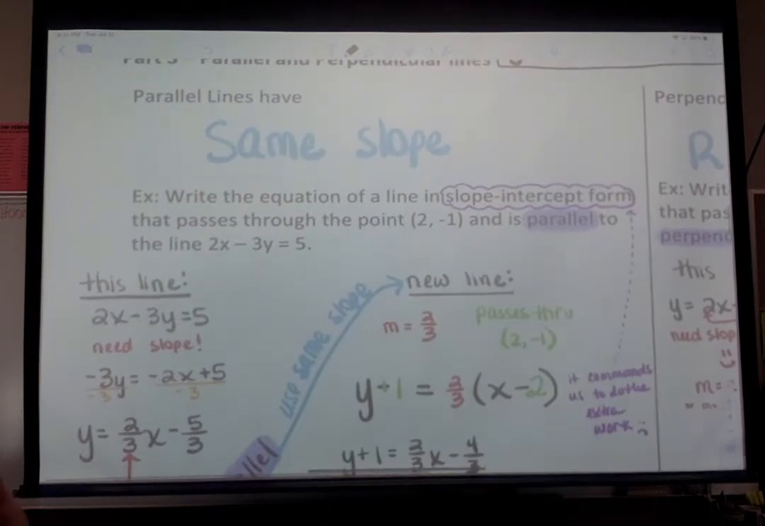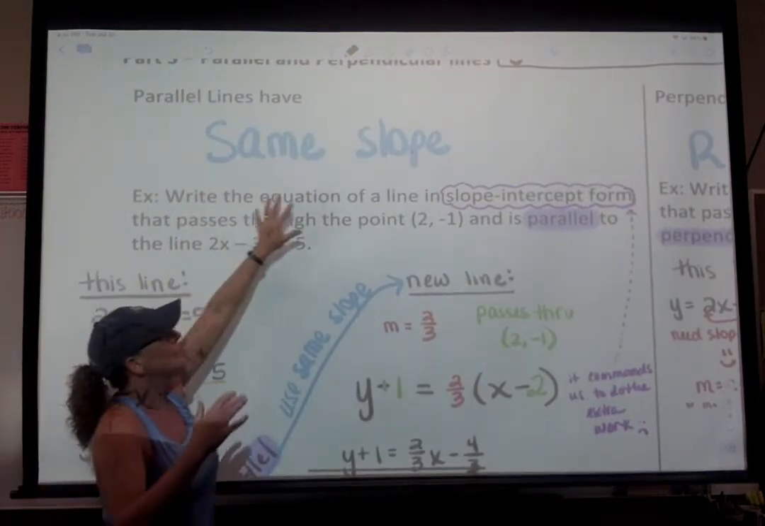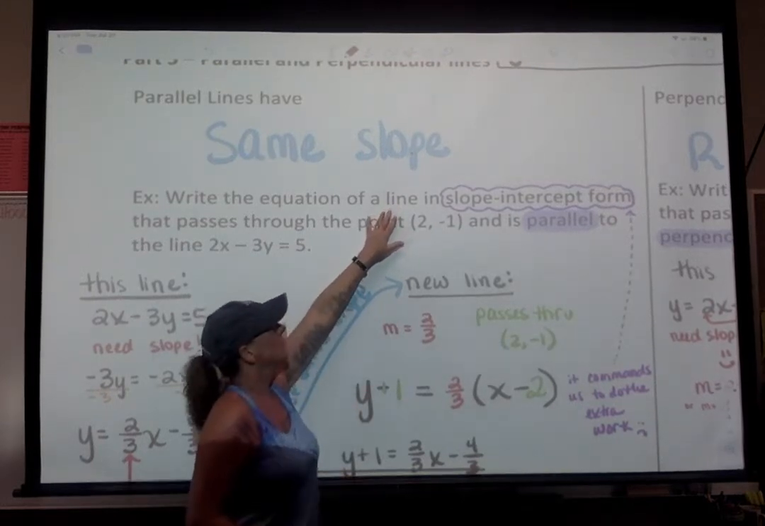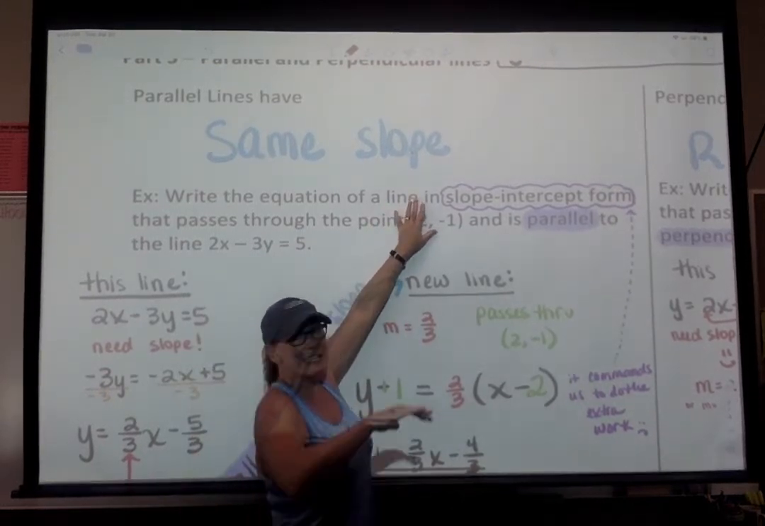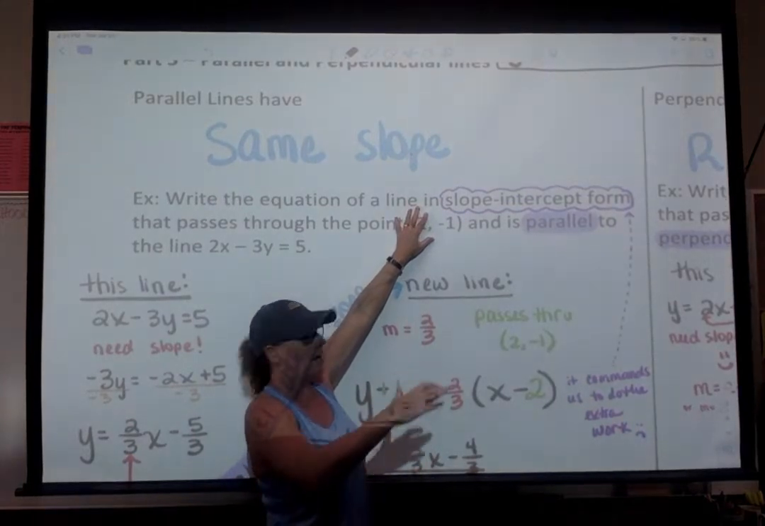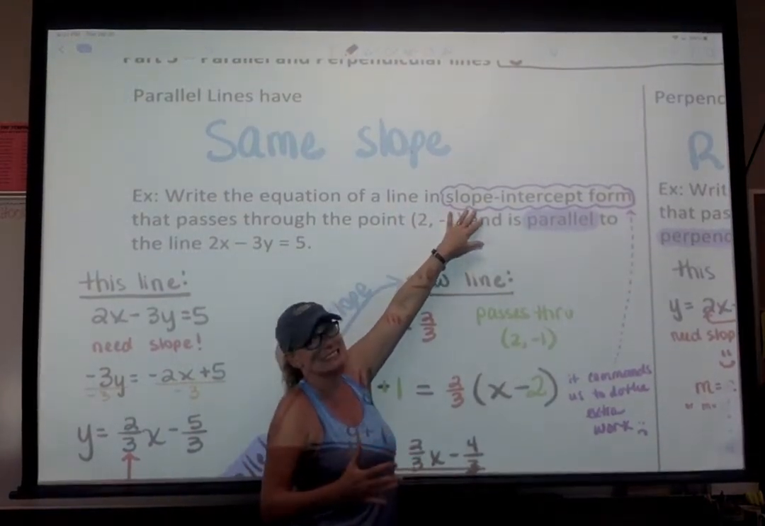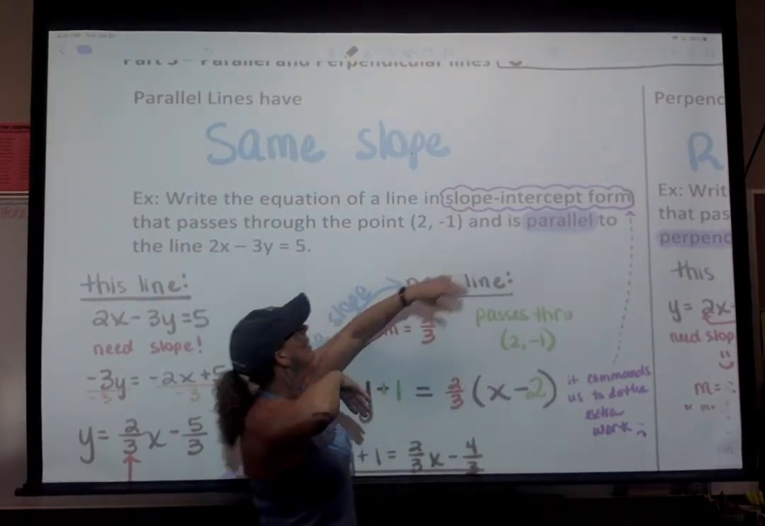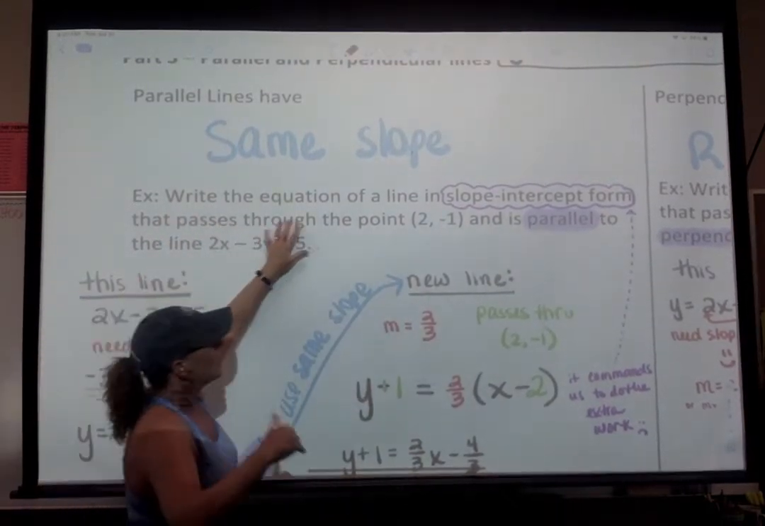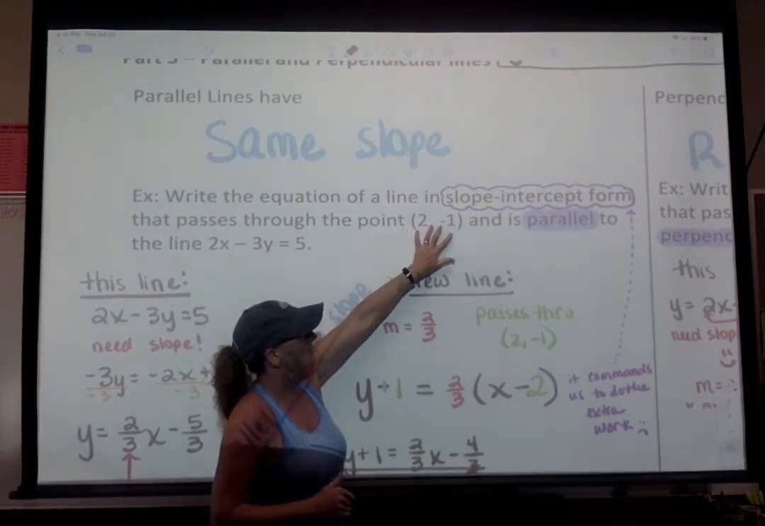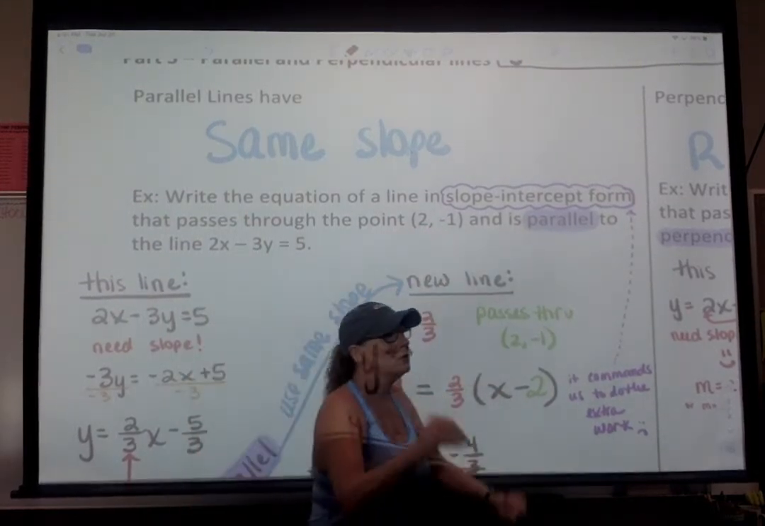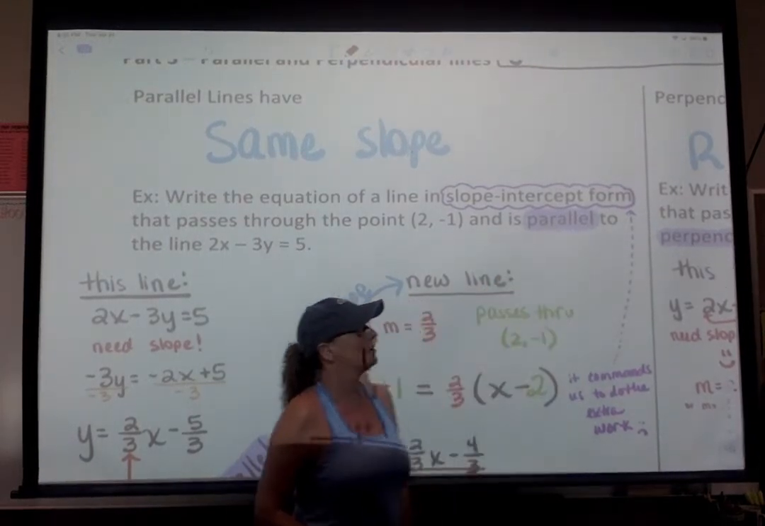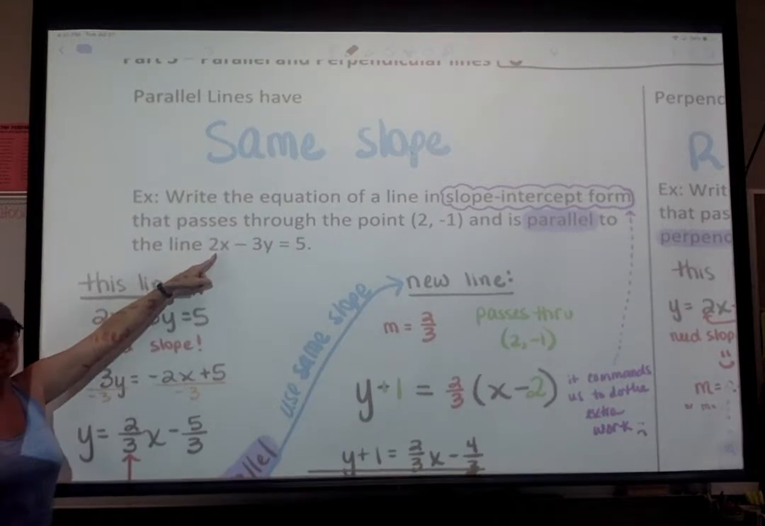So in this problem, it's asking us to write an equation of a new line. Brand new line. We need to end our new line in slope-intercept form. This is telling you gotta do a little extra work at the end. That's okay. Our new line has to pass through this point, and our new line has to have the same slope as this line.